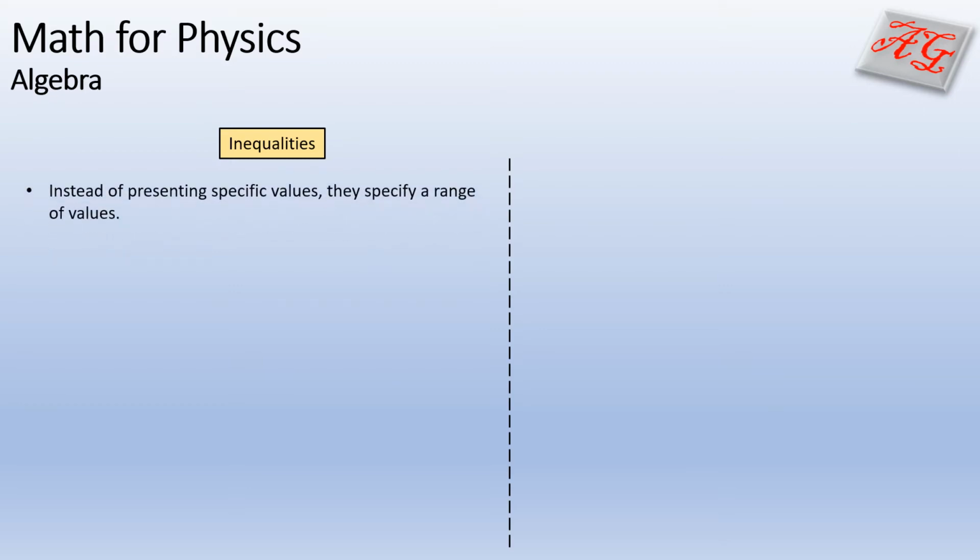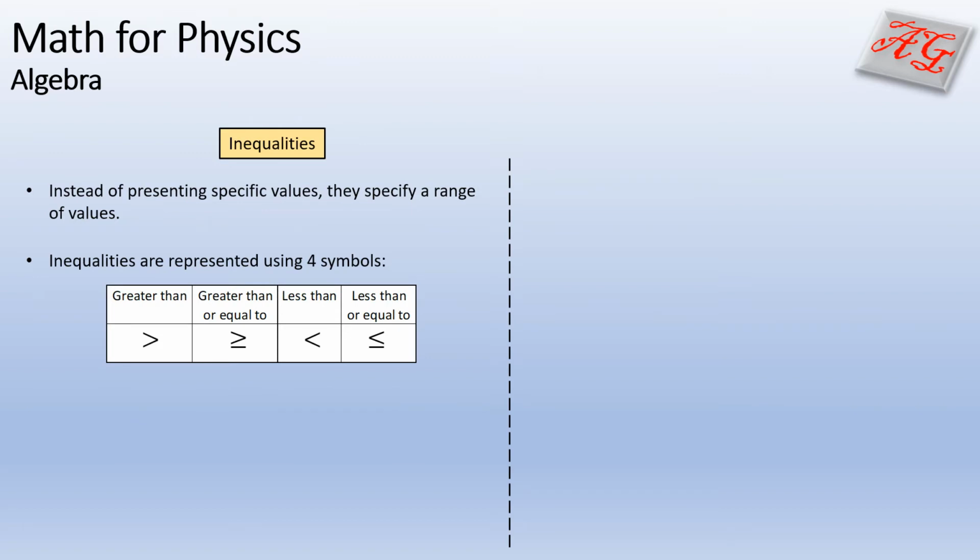So inequalities give a range of values instead of giving specific points, and there are four symbols that represent inequality relations. The greater than symbol is represented by an open triangle sign where the open part is facing the left. The greater than or equal sign is the same as the greater than sign, but it has a line under it. Then the less than sign is an inverted greater sign, or an open triangle sign with the open part pointing to the right, and the less than or equal sign is the same as the less than sign, but it has a line under it. And these are the inequality signs.